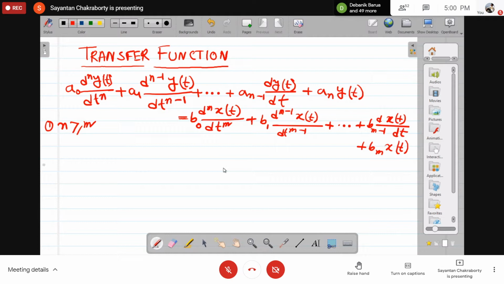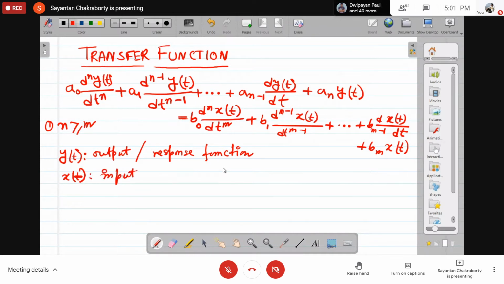Obviously, we'll assume in this case, first assumption is n is greater than or equal to m, and these two functions x and y, where y(t) is your output, or this is called the response function, and your x(t) is your input, the driving function. And obviously all these ai and bi are real constants.